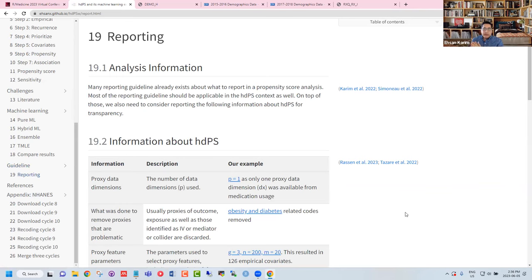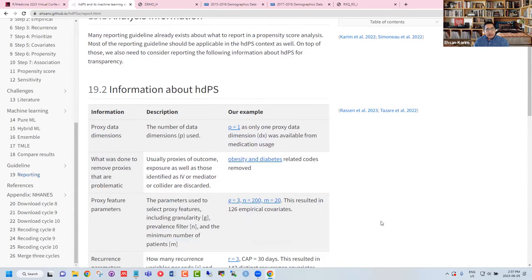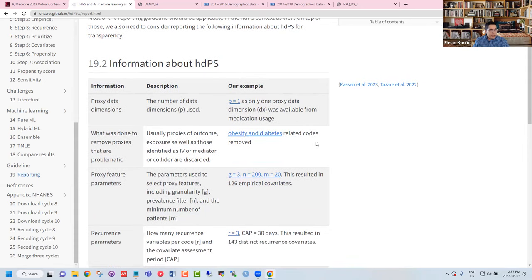In terms of the reporting, we need to think about what makes our description reproducible, so that just by reading the description, if anybody else had access to the same data that you have access to, they can reproduce your analysis, right? In that context, the most important part is the number of data dimensions that were used. In our analysis, if you remember, we were only using the medication data dimension, but if you were using health administrative data sources, you could use hospital data, emergency visit data, physician data, billing data, and so on.